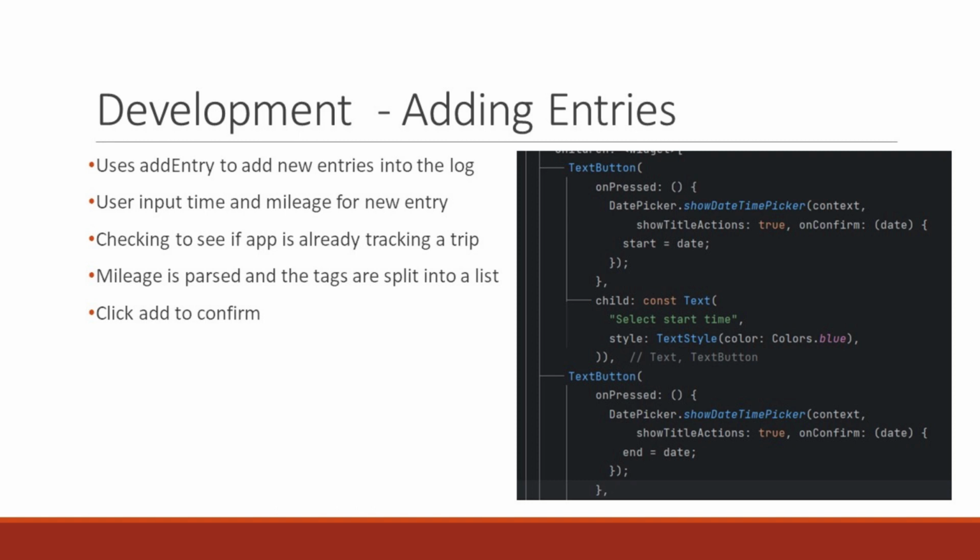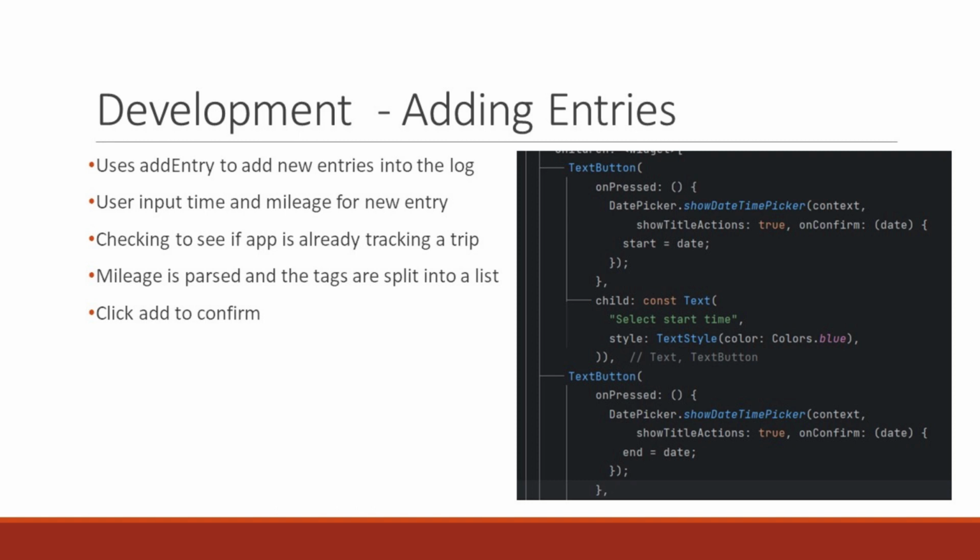If a trip is already being tracked by a GPS module, the user cannot manually enter a trip. This is done intentionally because if a user is expecting to be operating a motor vehicle, they should not be attempting to manually enter trips. All right, that's the adding entry.